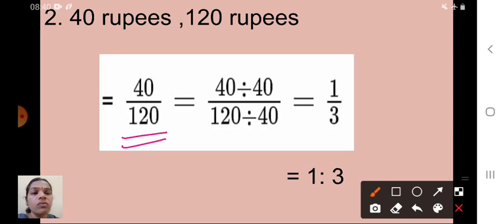Okay children, so 40 is divided by 40, and 40 upon 100... and 120 is divided by 40. Okay, so 1 upon 3 or 1:3.